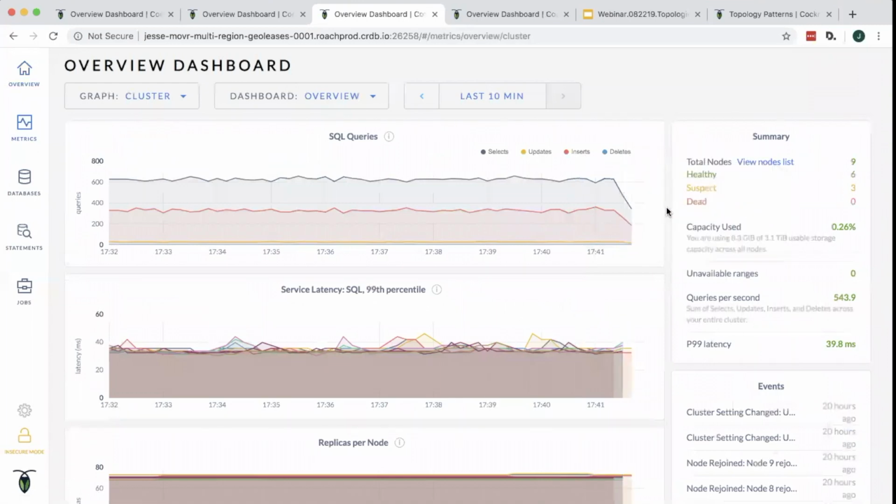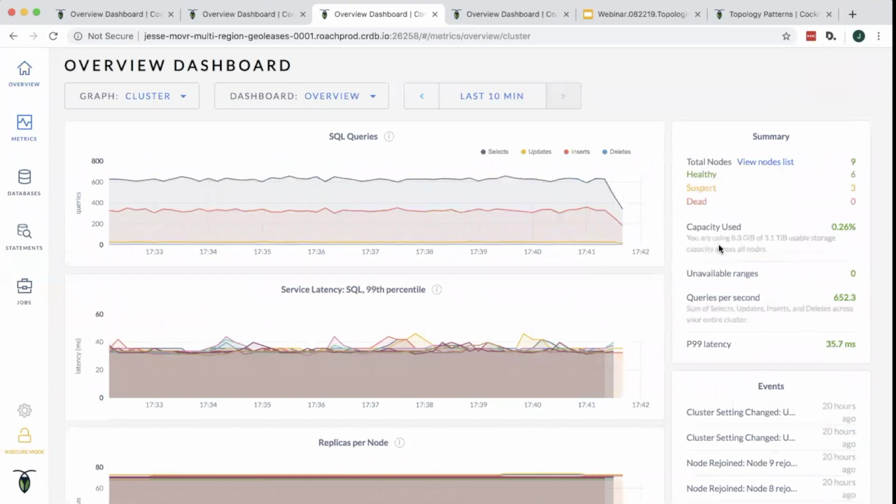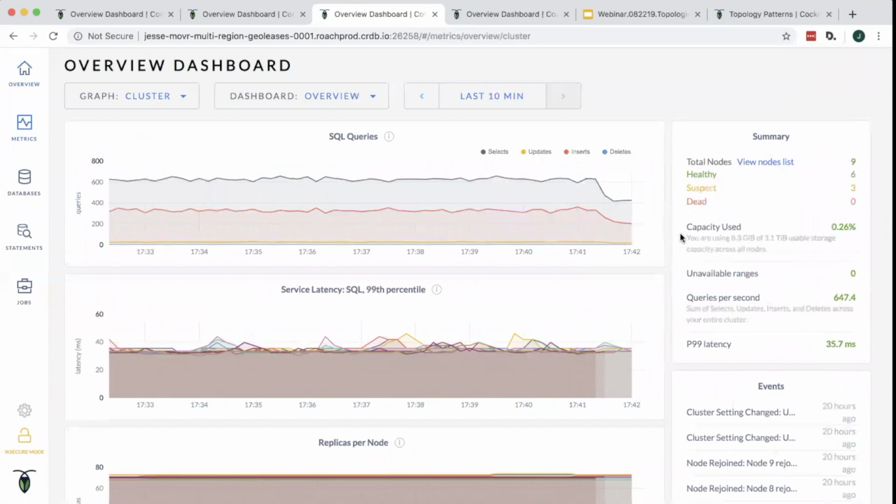However, the cluster continues. There's a little dip in throughput, but then it's going to go back up. The P99 latency is still at 35.7 milliseconds because the data is distributed across the 3 regions, and you still have a majority of all the ranges. Movr just continues uninterrupted, and so this is incredible resiliency across the entire United States.